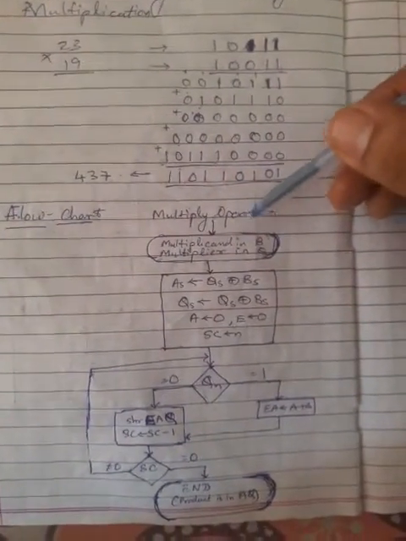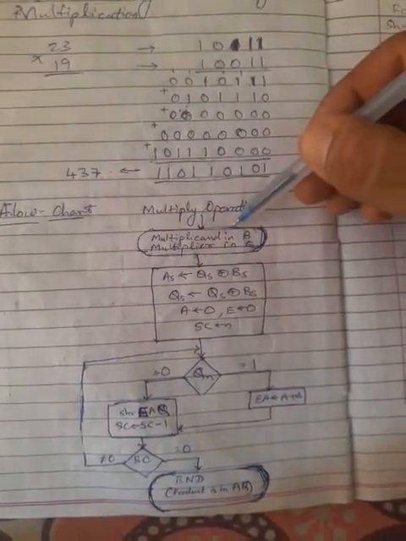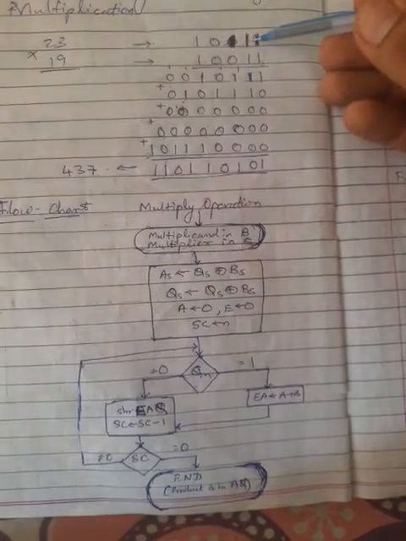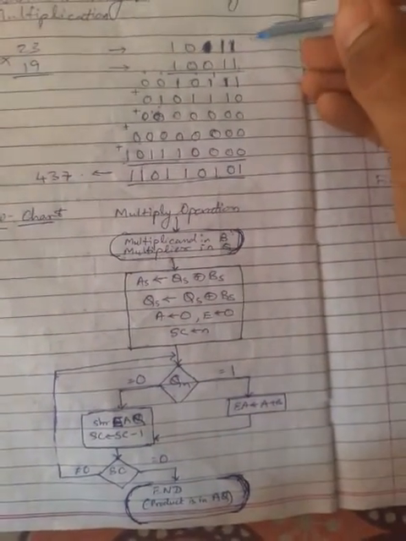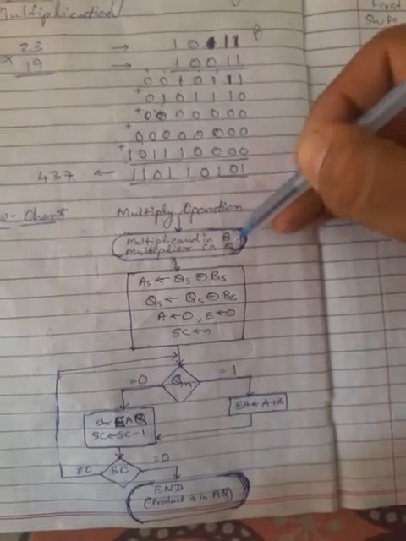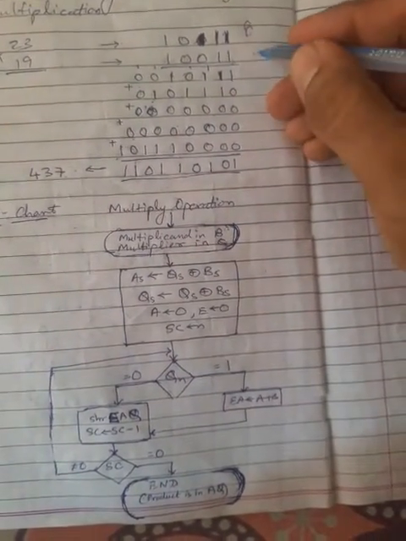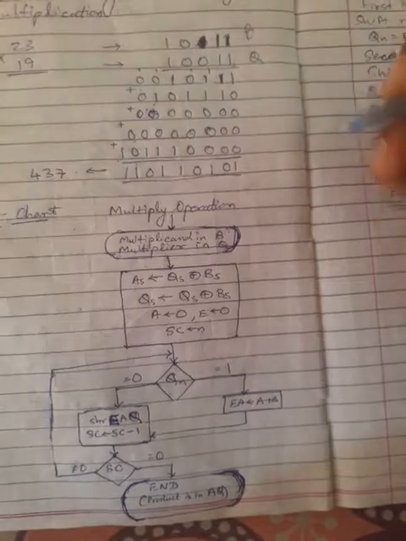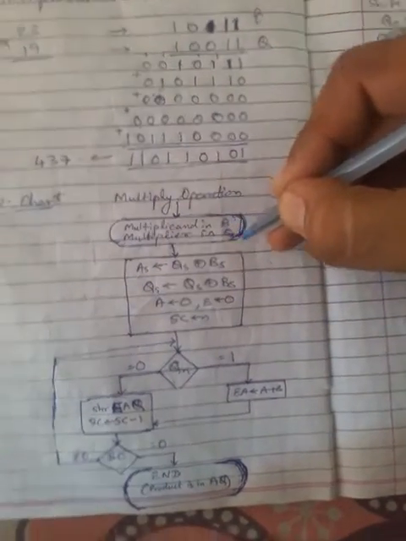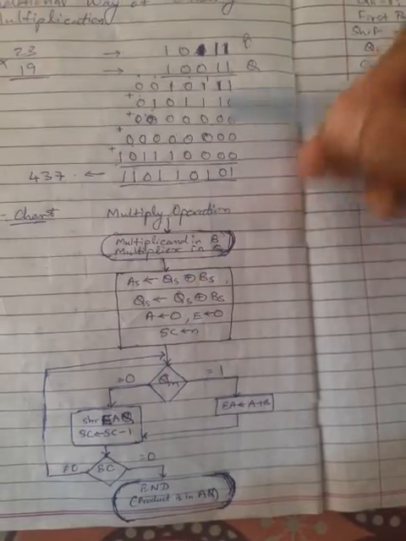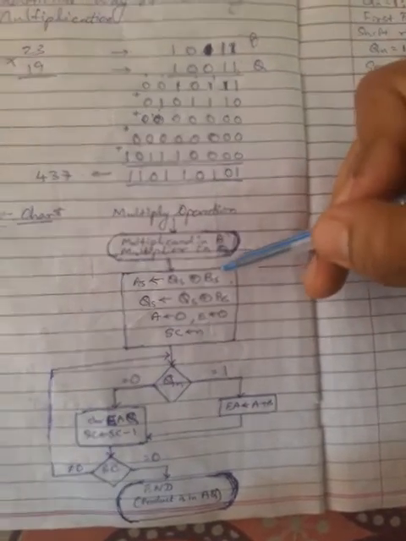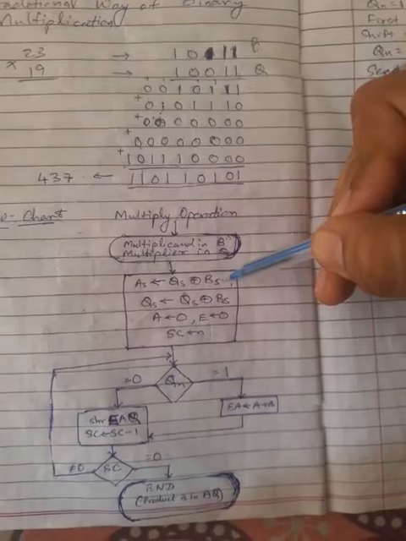Now, how this particular operation is happening, we will see here. The first part is given as B, that is the multiplicand. The second part is the multiplier, that is given as Q here. Now we have to see the sign bit of both, whether they are positive or negative. So here we will see that.